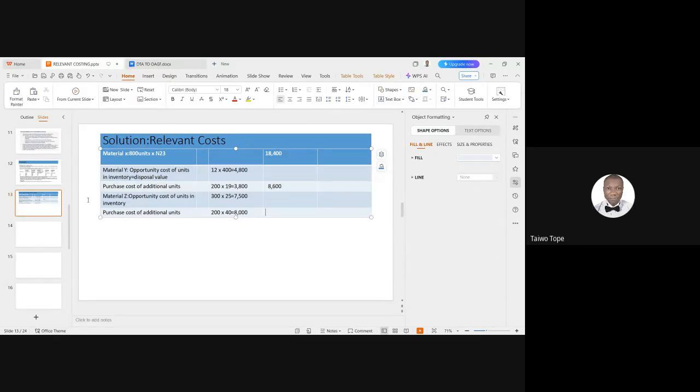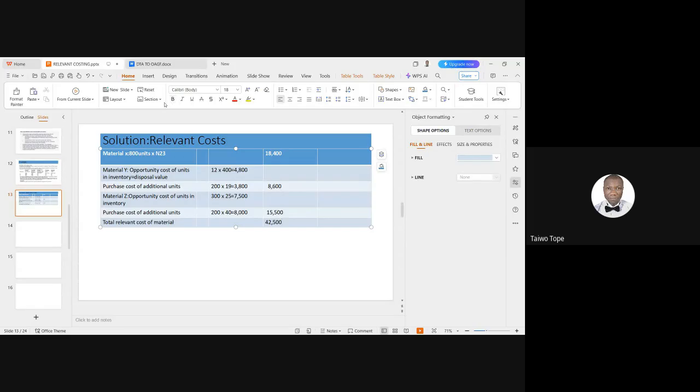The total relevant cost here will be what? 15,500. So total relevant cost of material will be what? 42,500. Total relevant cost of material, 42,500.